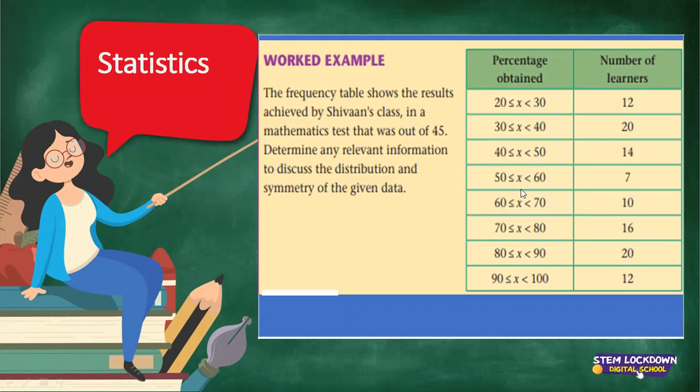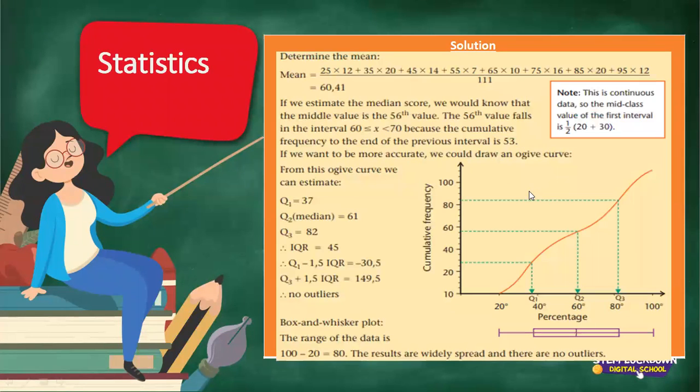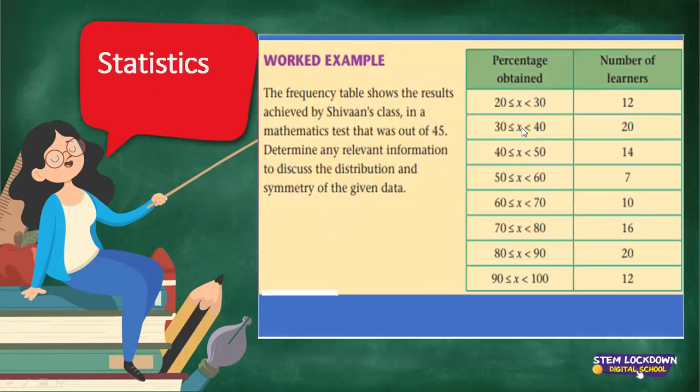Now, how do you find the exact mid position? To find the exact mid position, we use the ogive. You need to draw the ogive. So drawing the ogive, you have your vertical axis and your horizontal axis. You put class intervals on the horizontal axis, and then your cumulative frequency on the vertical axis.